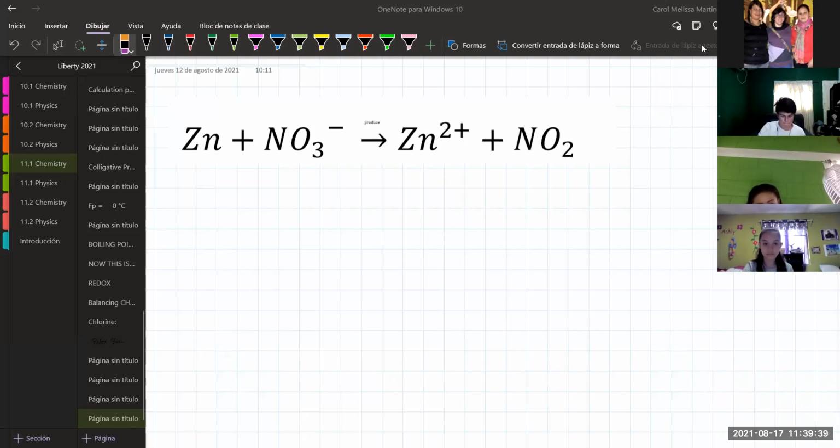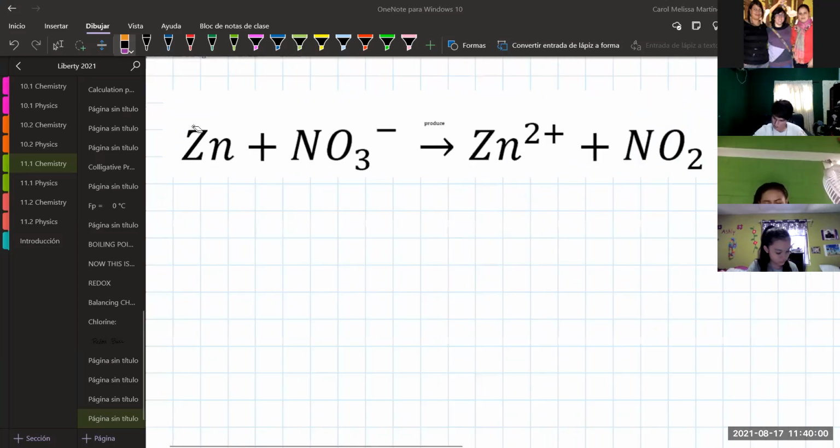Okay, so we have this reaction. What is the first step that we need to follow? We need to get the charges. Some charges are going to be given, and some others you need to apply the rules that I gave you for oxidation numbers.